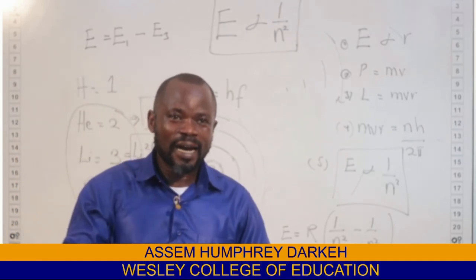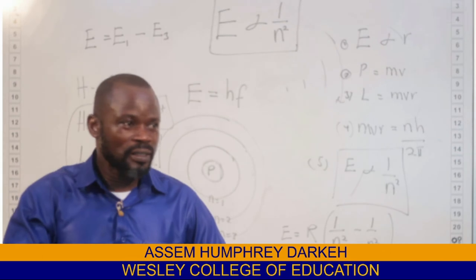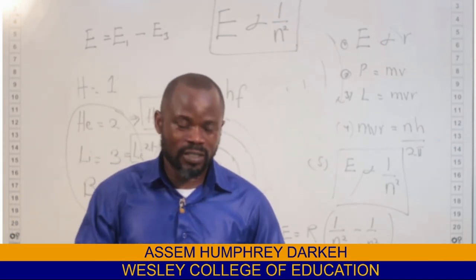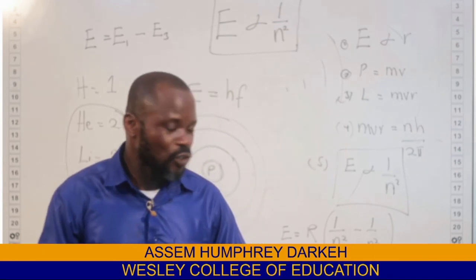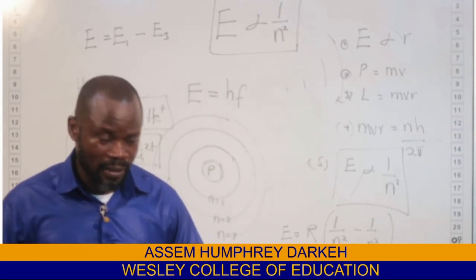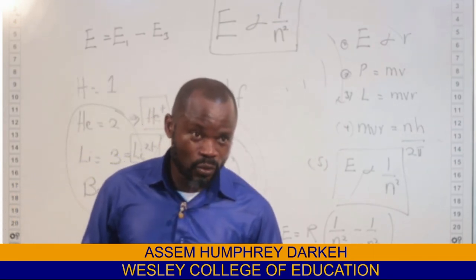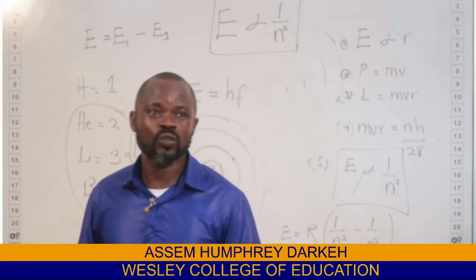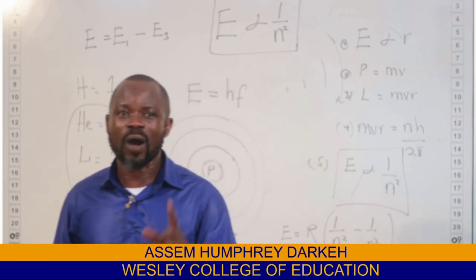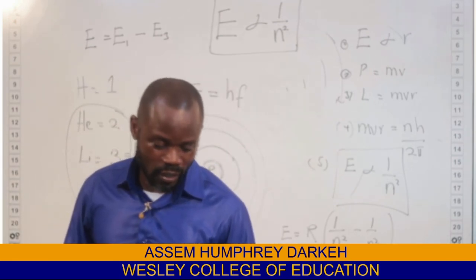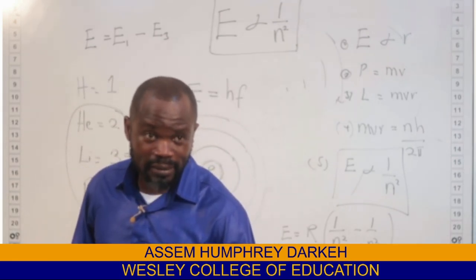Any other atom beyond beryllium cannot be explained by the Bohr model, and that's where he also fell short adequately in terms of his model. So nothing could be done, however, to make this model fit the spectra of atoms with more than one electron. Nothing could be done.